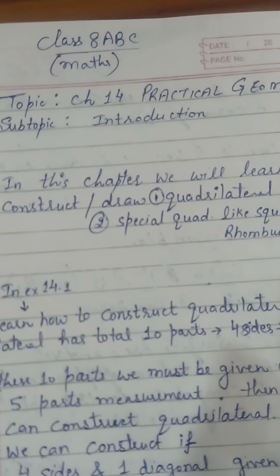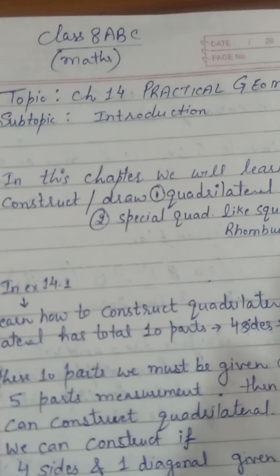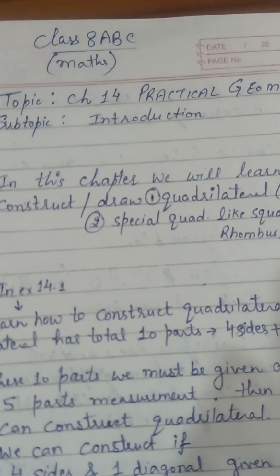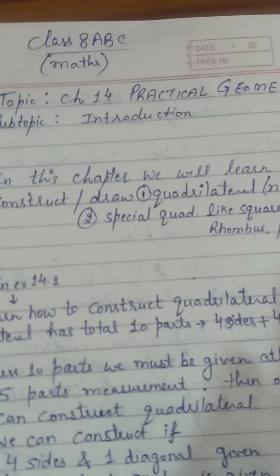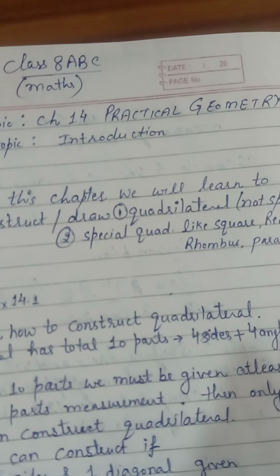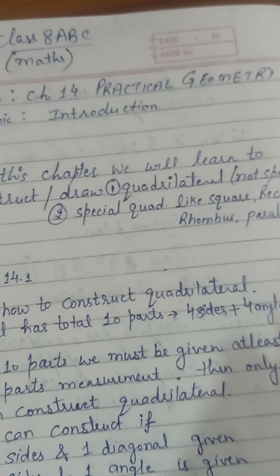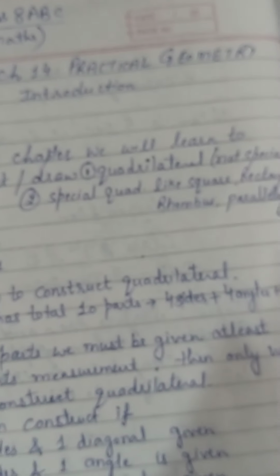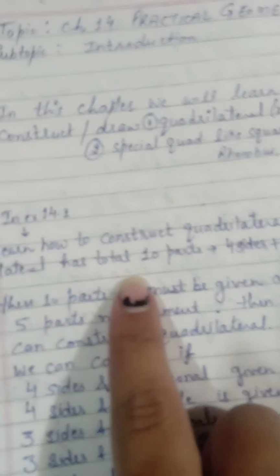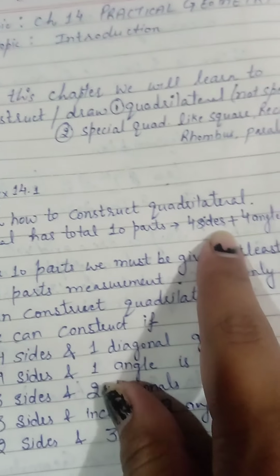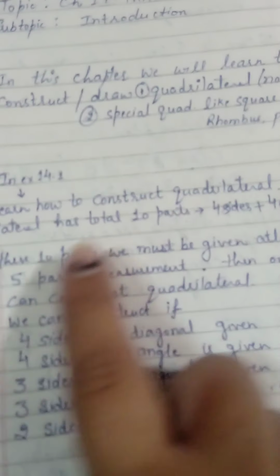Okay, let me introduce this chapter first. In this chapter there will be two exercises, and this chapter is all about construction, meaning drawing. You will learn how to construct the quadrilateral. In the first exercise you will construct a quadrilateral that will not be a special quadrilateral.